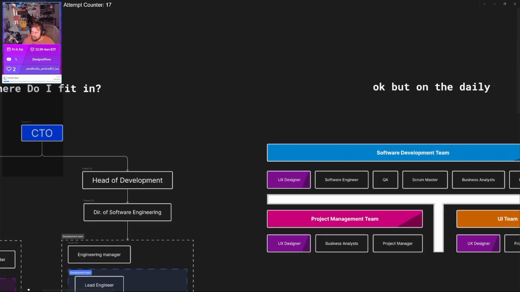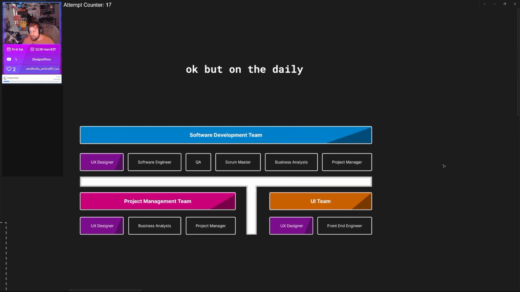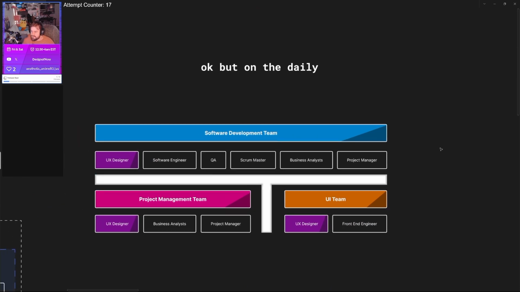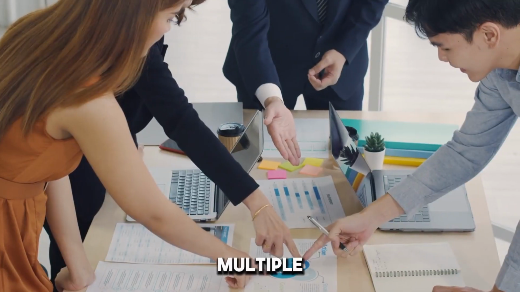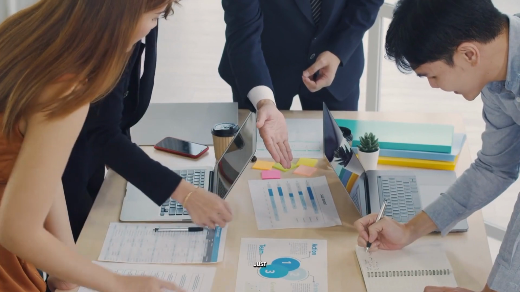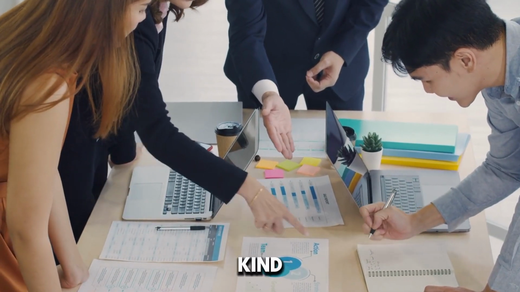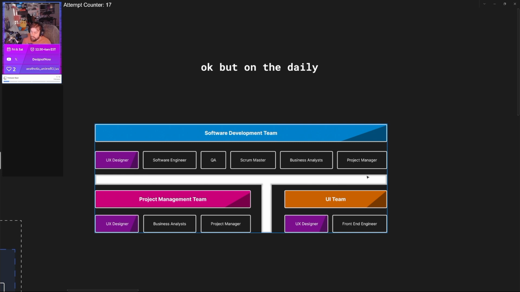So your structure is going to look more like this, where you're part of a software development team: you, a software engineer, a quality assurance person, a scrum master, a business analyst, and a project manager. A lot of these can be swapped in and out. It's really up to the company and the organization of that team, but it's going to look something like this. Probably multiple software engineers just to help deal with the ticket load. So you're going to be referring to a multidisciplined team pretty often.